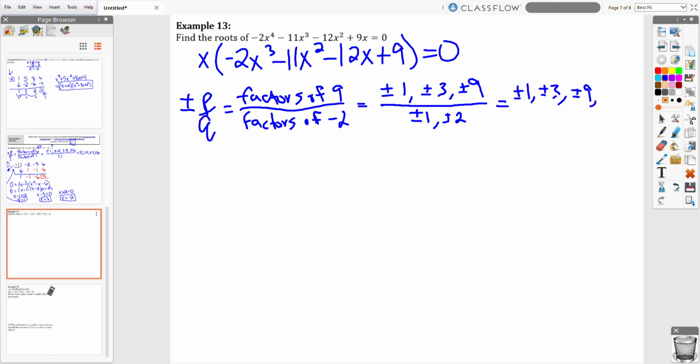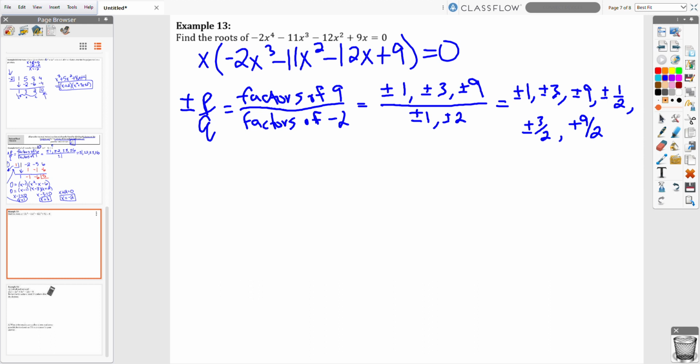But now we also have to divide all 3 of those factors on the top by the 2 on the bottom as well. So 1 divided by 2 is going to be 1/2. So plus or minus 1/2 is also in this list. And then if I do 3 divided by 2, then that's 3 over 2. So that should be in the list. And then 9 divided by 2 should also be in the list. So these are all the possible rational roots, or the possible rational solutions.